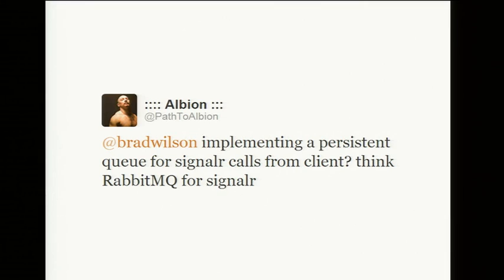Albion asks about implementing a persistent queue for Signaler calls from the client. Think RabbitMQ for Signaler. The way I'm interpreting this question, and I apologize up front if I'm interpreting it wrong, is that I have a Signaler client, whether JavaScript or the .NET client or one of the other ones, talking to a Signaler endpoint. Over the lifetime of that connection, because we are an abstraction, the connection can enter a reconnect state where there is actually no underlying transport available.